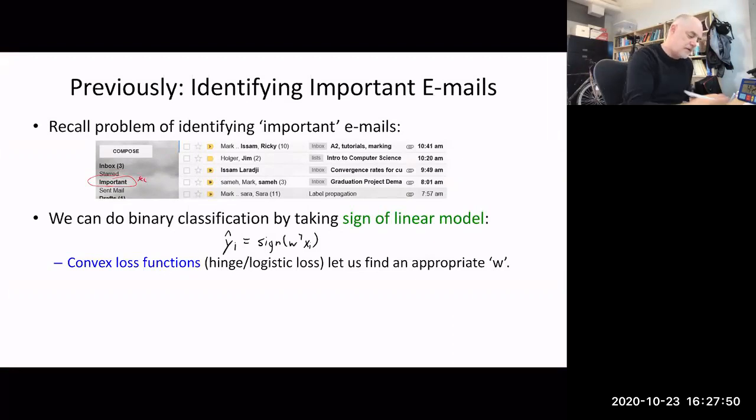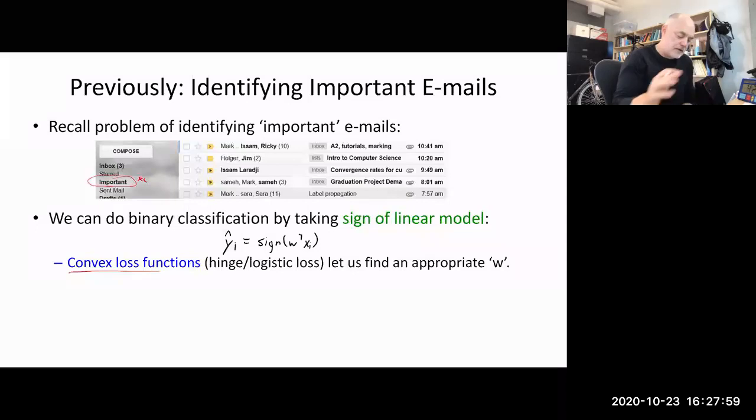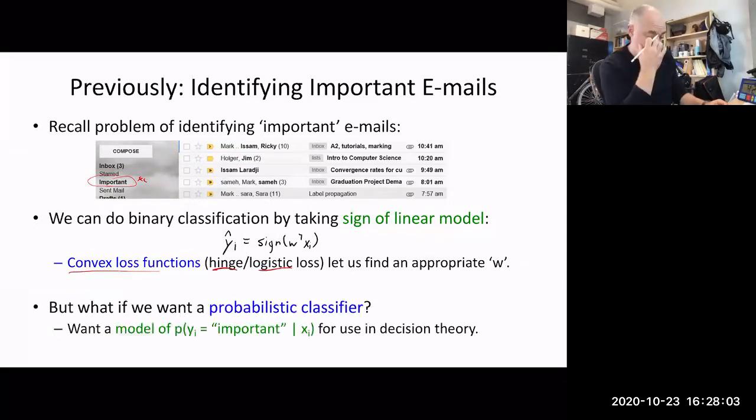Important is +1 and not important is -1. We can solve this using binary classification by taking the scientific linear model as usual. And we've been talking about convex loss functions, hinge or logistic. They allow us to find an appropriate W. The question is, what if we want a probabilistic classifier?